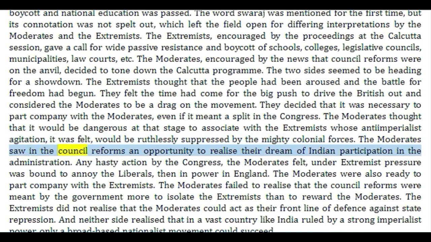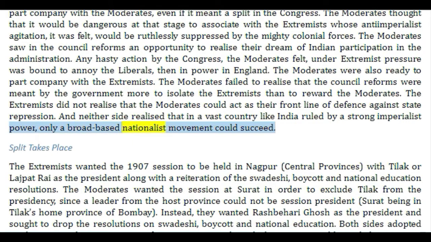The moderates saw in the council reforms an opportunity to realize their dream of Indian participation in the administration. Any hasty action by the Congress under extremist pressure, the moderates felt, was bound to annoy the Liberals, then in power in England. The moderates were also ready to part company with the extremists. The moderates failed to realize that the council reforms were meant by the government more to isolate the extremists than to reward the moderates. The extremists did not realize that the moderates could act as their front line of defense against state repression. And neither side realized that in a vast country like India ruled by a strong imperialist power, only a broad-based nationalist movement could succeed.